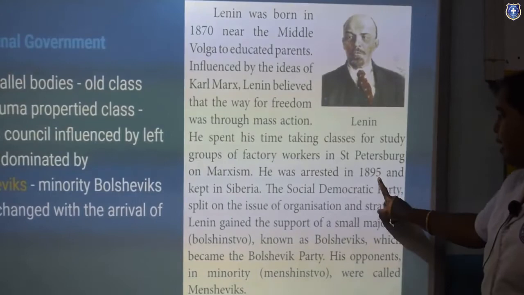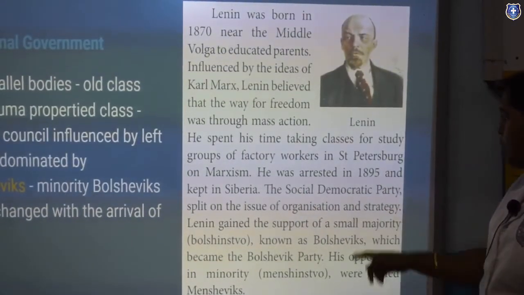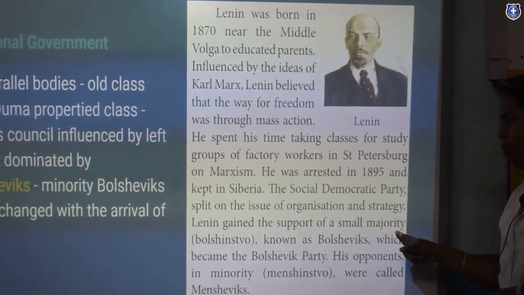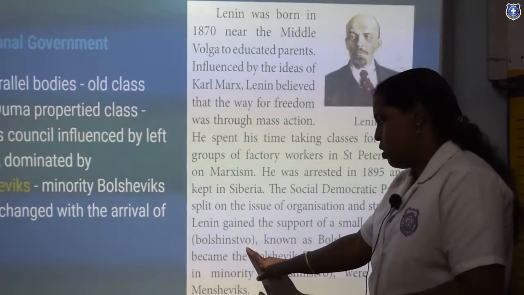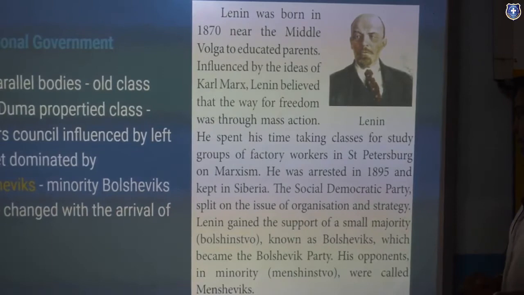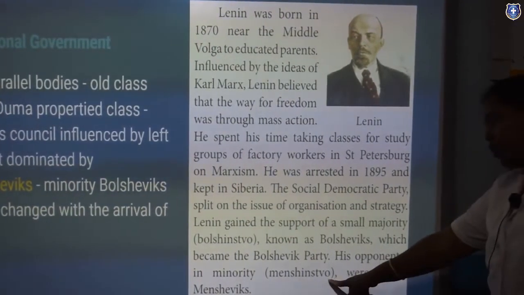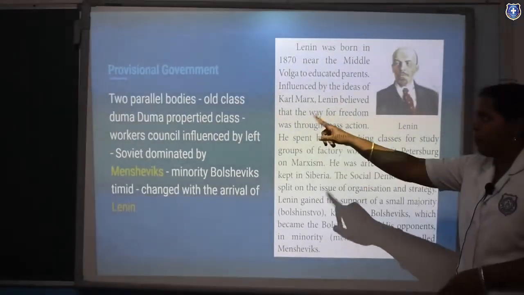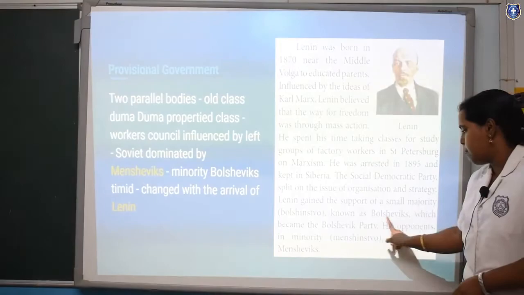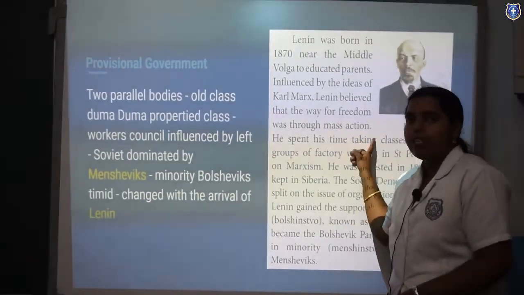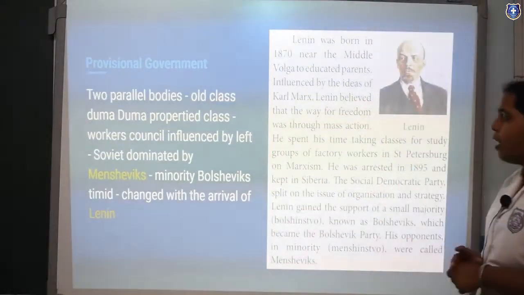He was arrested in 1895 and kept in Siberia. The Social Democratic Party split on the issue of organization and strategy. Lenin gained the support of a small majority, Bolshinstvo, known as Bolsheviks, which became the Bolshevik party. His opponents in minority, Menshevinstvo, were called the Mensheviks. This is the main point. Understand these two parallel bodies: the majority are the Bolsheviks and the minority are the Mensheviks. And their idea was changed by the idea of Lenin.